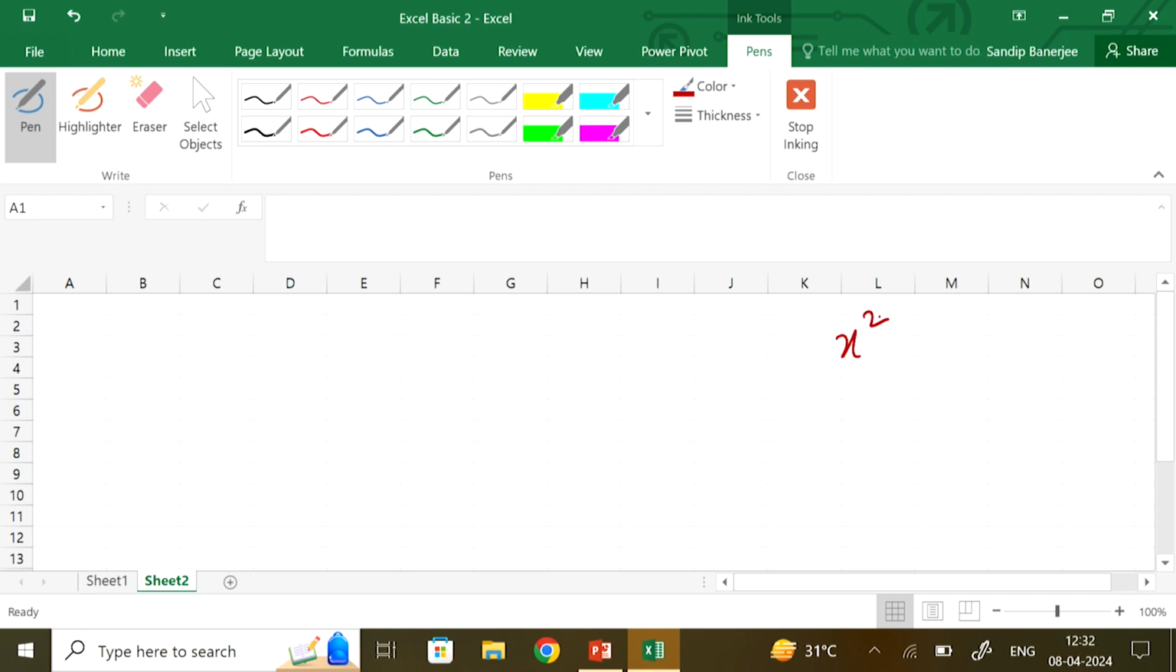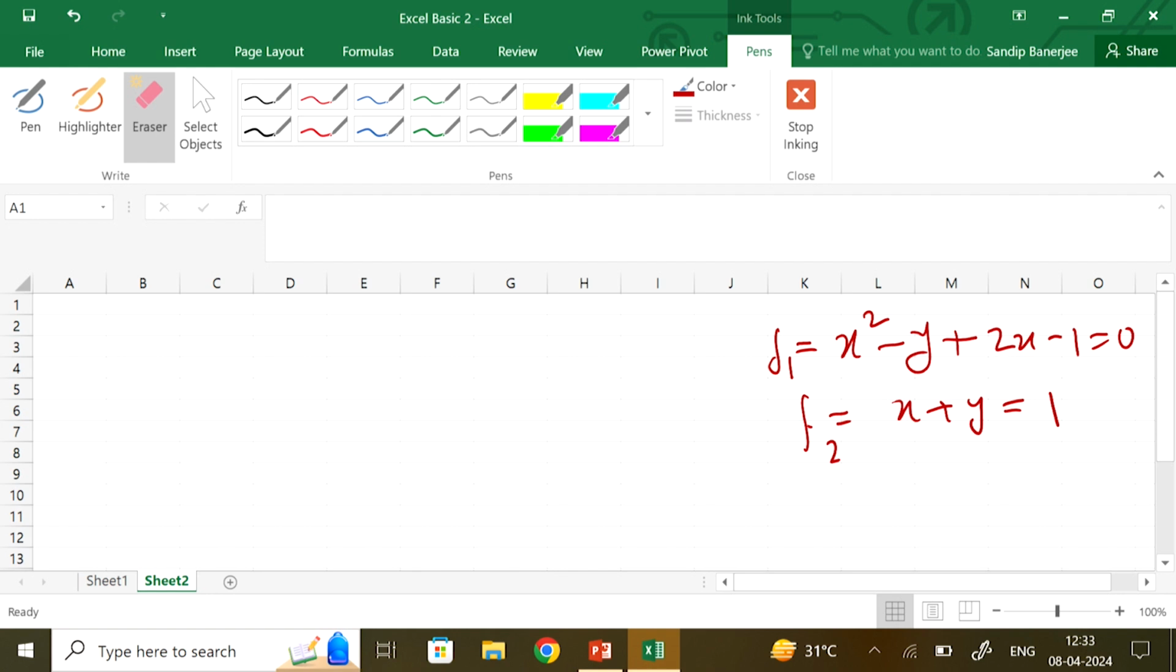x square minus y plus 2x minus 1 equal to 0 and x plus y equal to 1. Suppose this nonlinear equation we want to solve. I name this expression as f1 and this expression as f2. So I will bring this to this side, minus 1 equal to 0.